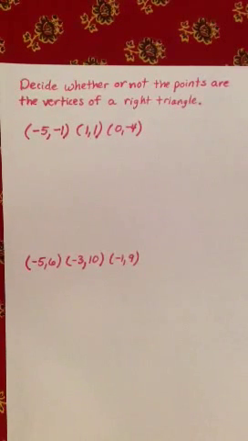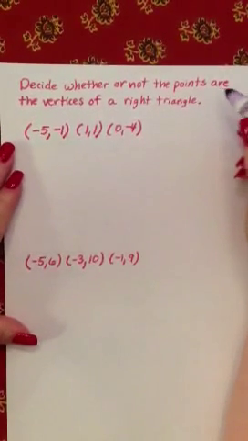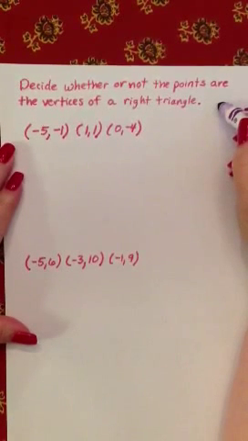Alright, the next set of problems, they give us 3 points and they ask us to decide whether or not the points are the vertices of a right triangle. Okay? So sometimes when you look at it, you're like, well, I don't know. You don't know what else to do.